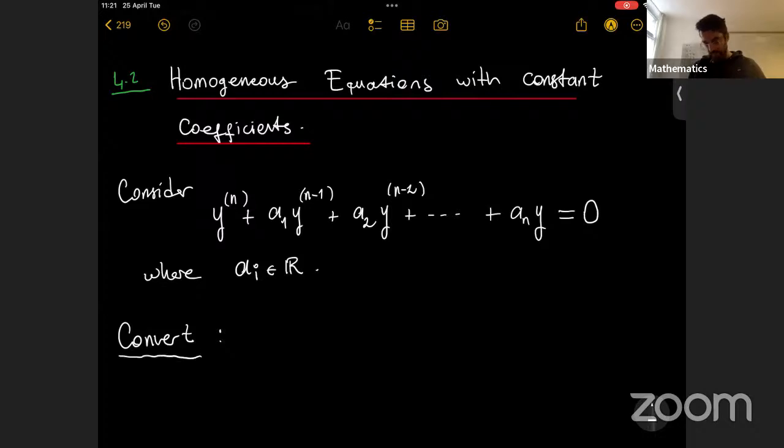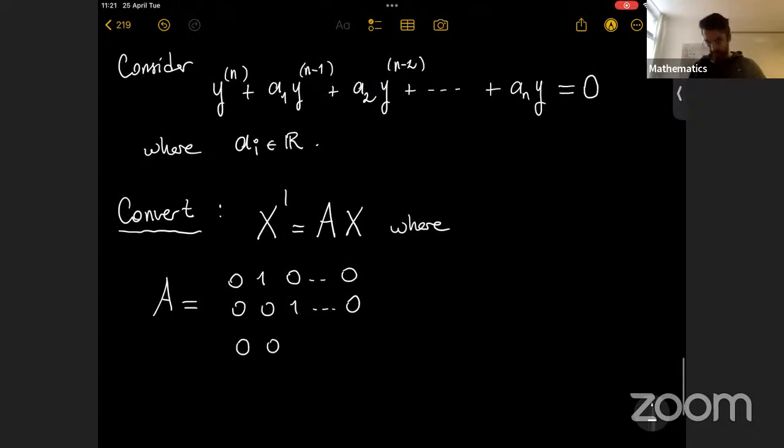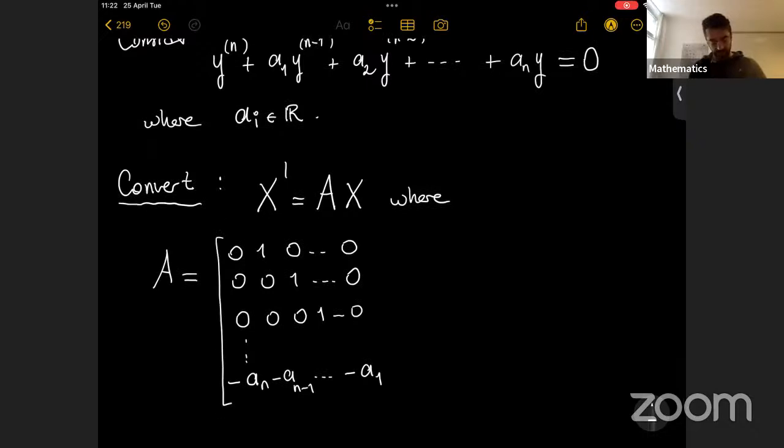So this is the simplest case, and we convert this into a linear system. So it becomes basically, remember, x prime is equal to A times x, where A is, remember, given by the matrix with rows 0, 1, 0, 0; 0, 0, 1, 0; and you continue like this, 0, 0, 0, 1; and finally we have minus an, minus a(n-1), ..., minus a1. Okay, we had this matrix for A.